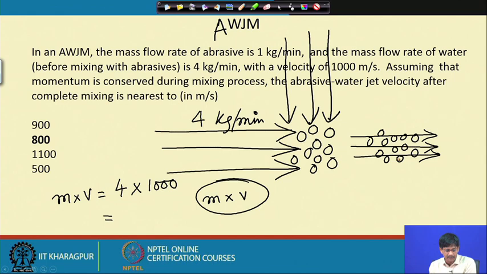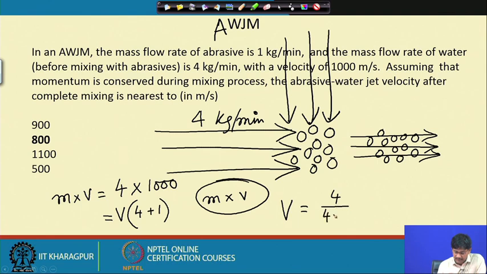So, we can only apply the momentum conservation relation and say that if the velocity is v, the mass being carried in this stream has become higher because abrasives have been added. So, it is 4 plus 1, and therefore the velocity comes out to be 4 by (4 plus 1) into 1000, which is 800 meters per second.